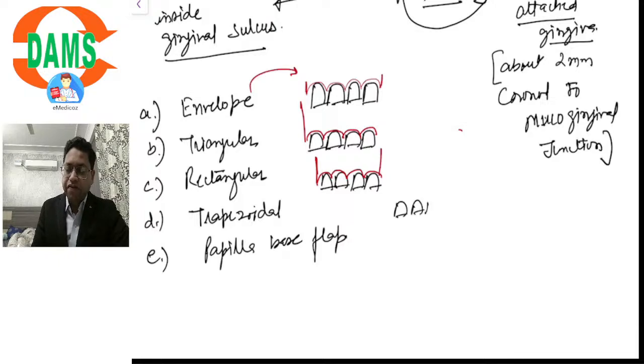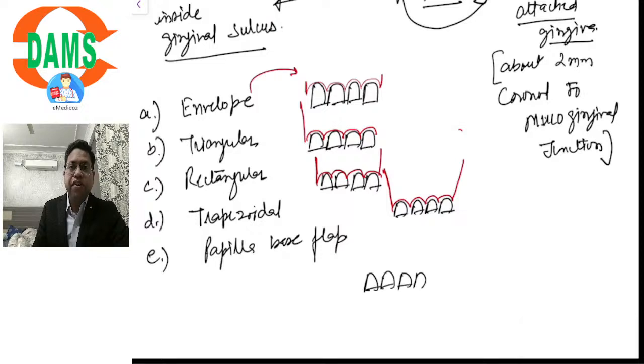If this is the quadrant of teeth, we make a horizontal intrasulcular incision with two oblique, with a broad base, vertical releasing incisions. You can see the shape would be a trapezoidal flap.